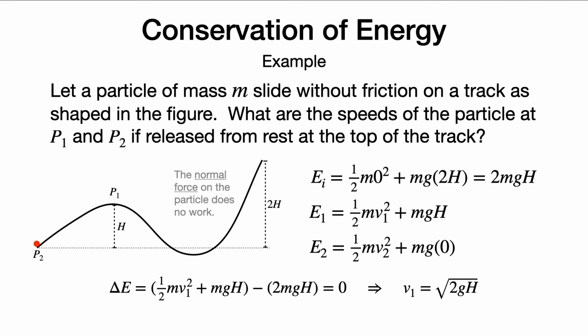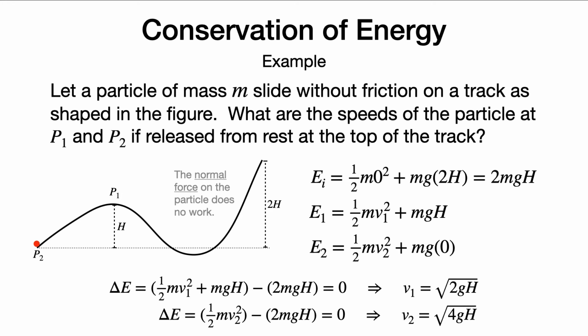If we then consider what happens when the particle moves to position 2, once again, we can do the same thing. We can find that the kinetic energy is going to be 1/2 mv2 squared. We don't know this yet, but we do know the potential energy. It's going to be mg times the zero height where the particle is now. And we can once again use this to solve for the speed at this position. And this is the square root of 4gh. Again, the direction of this velocity is going to be tangential to the track here.